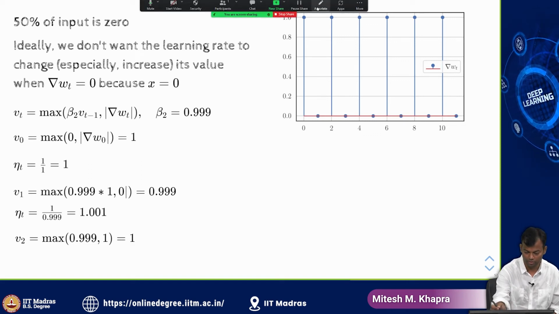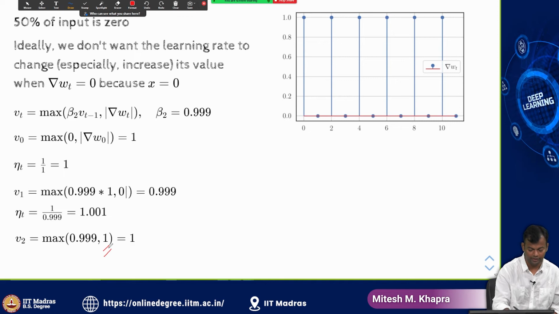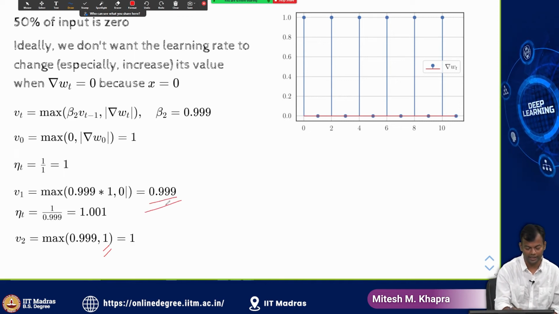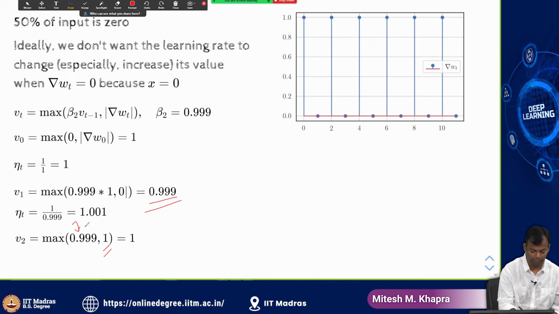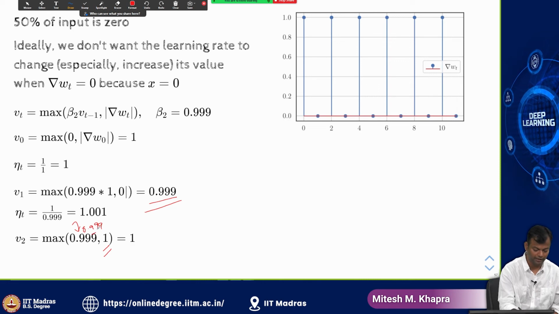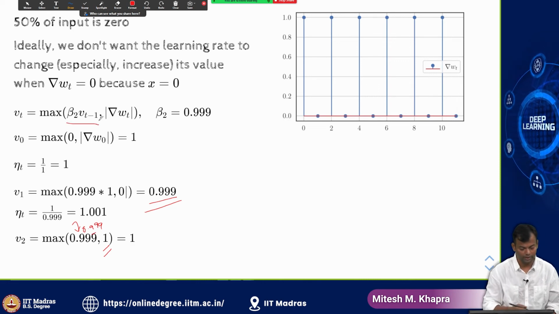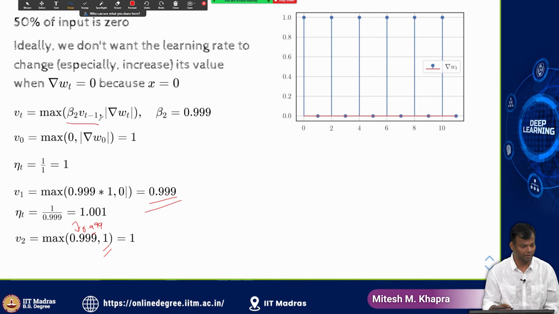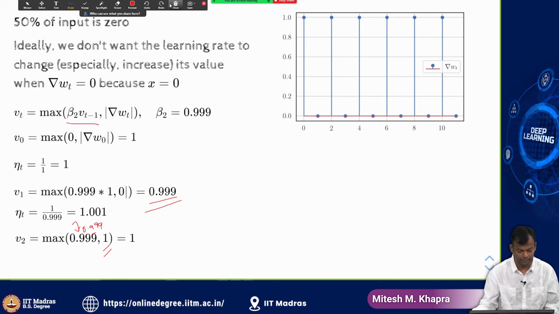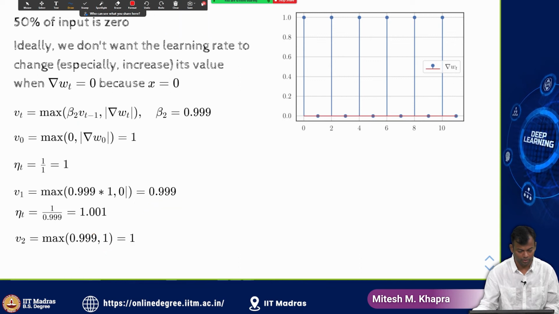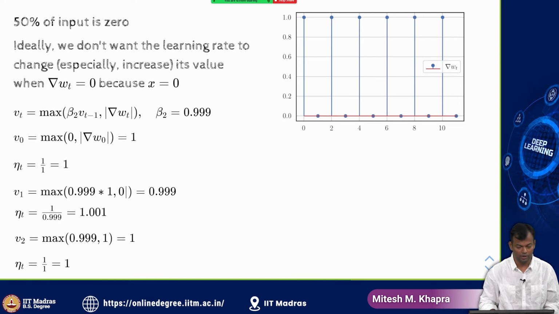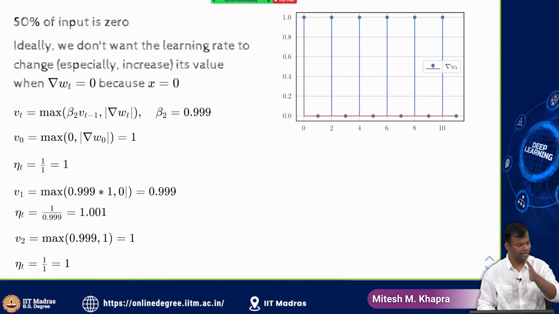Now the derivative is 1 and my history was 0.999. Sorry, this should have been max of 0.999 multiplied by 0.999 because it is beta times Vt minus 1, but it doesn't matter, the max would anyways have been 1. So my V2 is 1 and my learning rate again becomes 1, right? So my learning rate is not changing, and the same thing will keep repeating, right?